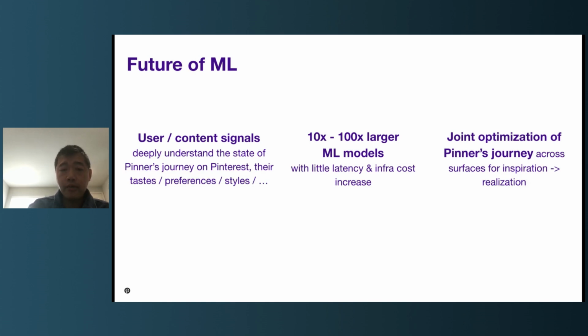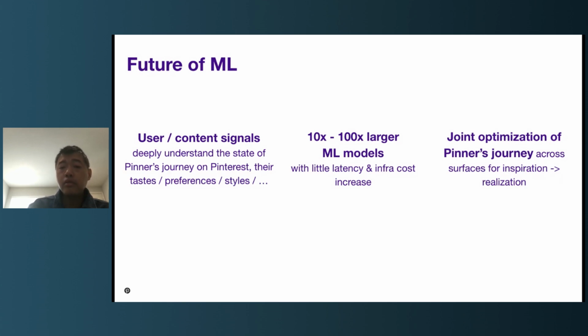We believe that by growing our models larger with more parameters and more data, we will be able to continuously power our recommendation systems and search systems, or even those kinds of machine learning product features, in a much better way. We also think it is very important for us to do joint optimization of the Pinterest journey across different surfaces, like home feed, search, and close-up.